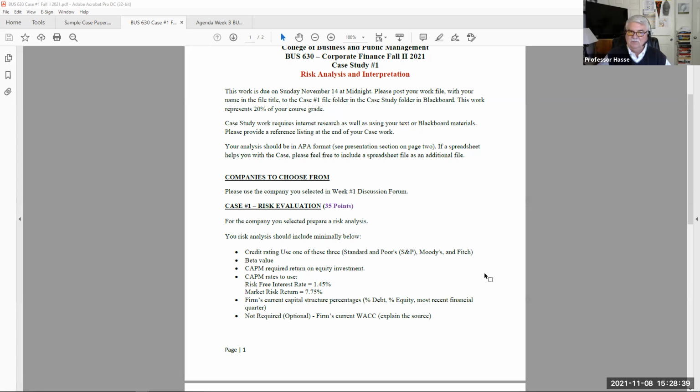Another area of risk evaluation is what is your company's current beta? You're going to need that company's current beta when you go to the next step, the capital asset pricing model. What is your company's required return on equity investment today? And I give you some of the values that you're going to need to determine that by giving you today's current risk-free interest rate, which is 1.45%, and the current market return in the market of 7.75%. You take those 2 variables plus the beta of the company, and you can determine the expected or required rate of return on equity investment using the capital asset pricing model.